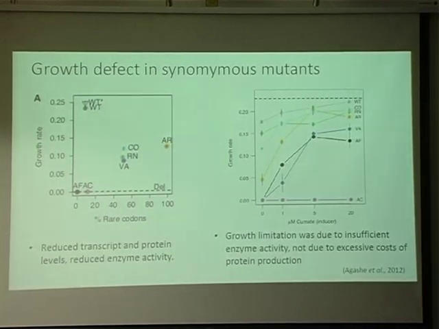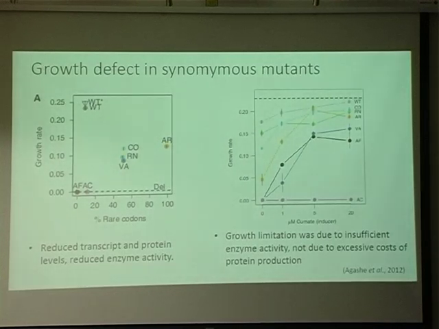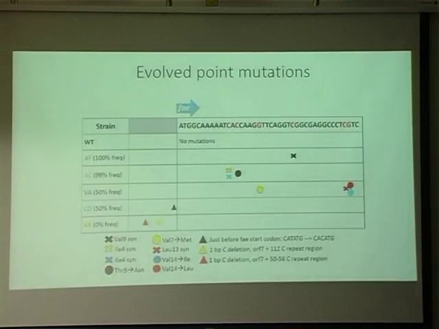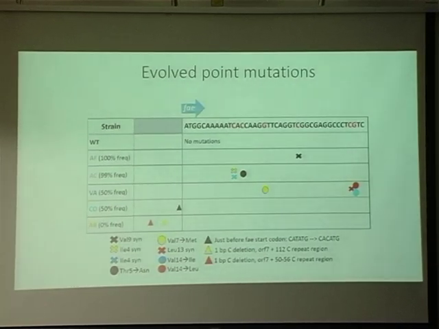What she did later was she evolved these strains which bore these alleles in the lab, and she found that single point mutations had arisen in each of the alleles. This table shows that these point mutations arose in the beginning part of the protein coding sequence, and in some cases in the non-coding regions. What's cool is that these mutations are repeatable across populations as well as across independent experiments.